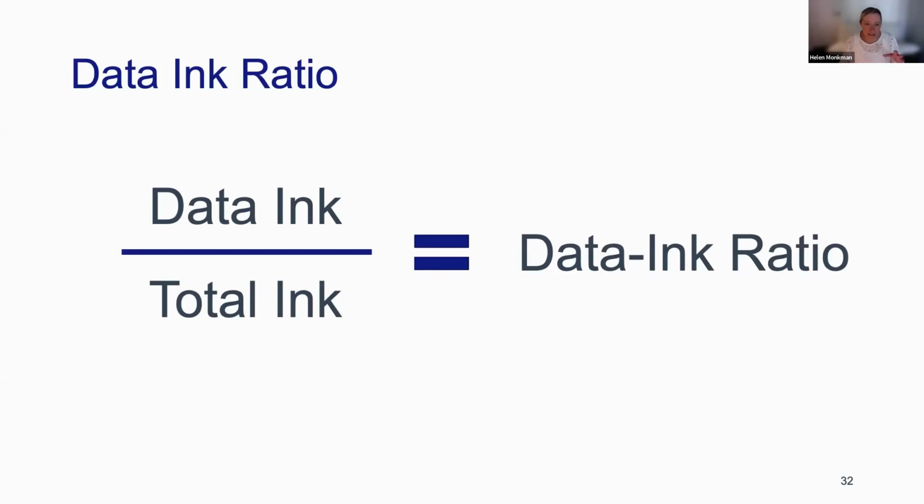So I just mentioned the data ink ratio. So there's the idea that when we're visualizing or illustrating data, we have that ink, so anything that's in a bar or a line. And then we also have the total ink, so anything that's not actually communicating data. And that is what makes up the data ink ratio.